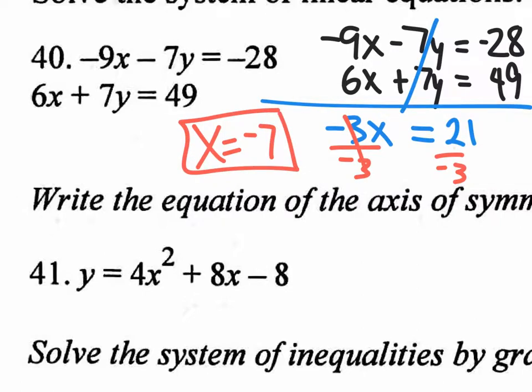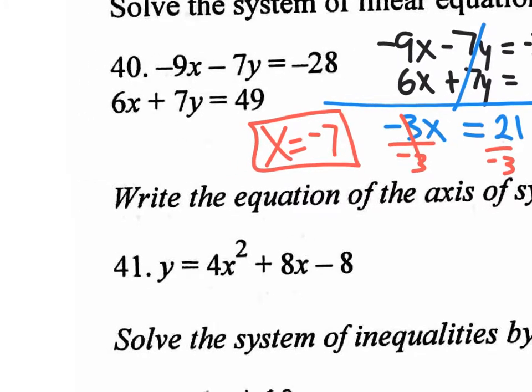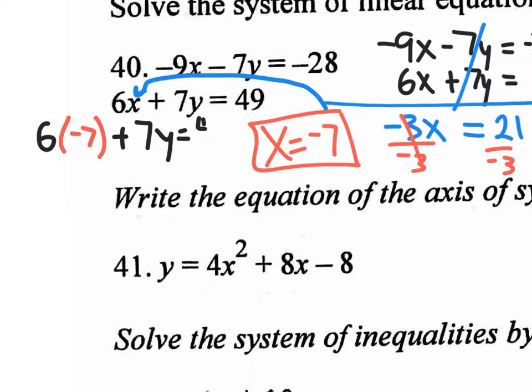However, you need both answers, the x value and the y value. So you need to take that x value and plug it back in. So we're going to take this negative 7 and plug it back into the x spot on any equation. I'm going to go with the bottom one. So I really have 6 times x, but instead of times x, I want to put a times negative 7, plus 7y equals 49. So 6 times negative 7, that will be negative 42 plus 7y equals 49.